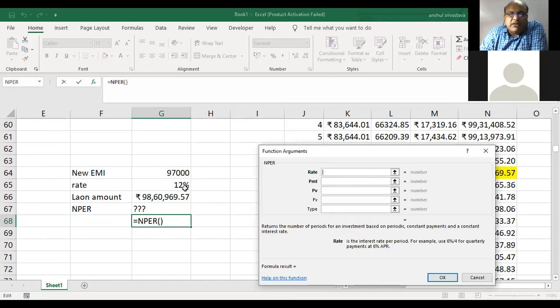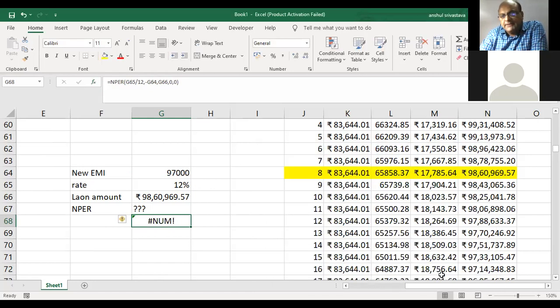In NPER, rate is 12% by 12. PMT is the EMI, minus 97,000. PV is plus 98,60,969. Future value is 0 and type is 0. Look at the values again. In the rate I have put 12% by 12. In PMT I have put 97,000. In PV I have put 98,60,969. And type is 0.